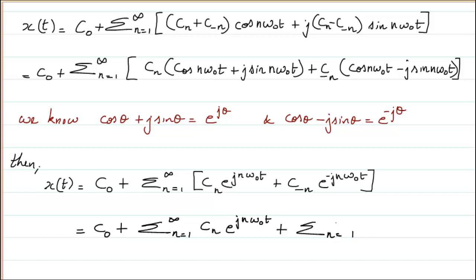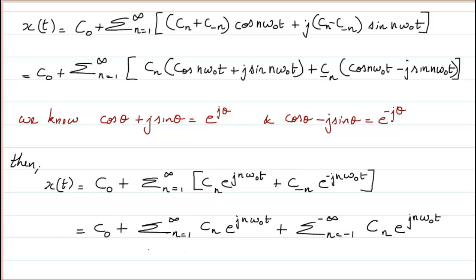Cn, I have written 1 to infinity, isn't it? So if I am writing 1 to infinity, and then I am going to write C minus n e raised to power minus jn omega naught t. So this n value is going to come from here. If I want to take out this negative values, I can put that negative value already in n as minus 1 to minus infinity. In that case, this minus n will become positive and this one will also become positive. So this will be written as this.